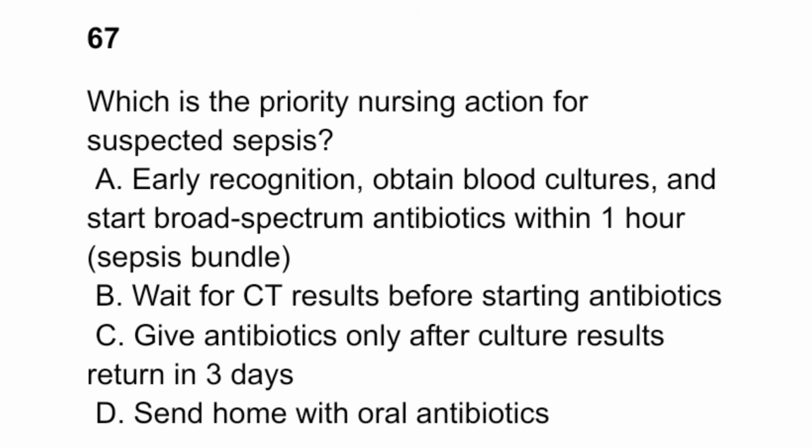67. Which is the priority nursing action for suspected sepsis? A. Early recognition, obtain blood cultures, and start broad-spectrum antibiotics within 1 hour, sepsis bundle. B. Wait for CT results before starting antibiotics. C. Give antibiotics only after culture results return in 3 days. D. Send home with oral antibiotics.